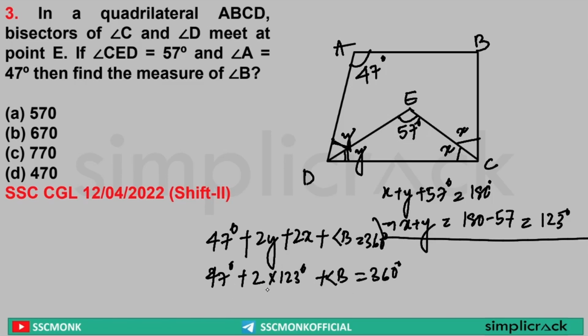Yes or no? Yes. 2 into 123 is equal to 246, plus 47 is equal to 293 degrees, plus B is equal to 360 degrees. So angle B is equal to 360 minus 293, that is equal to 67 degrees. That is option B. This is degrees, okay? Because of some typing error, you are seeing a 0, but these are the degrees.